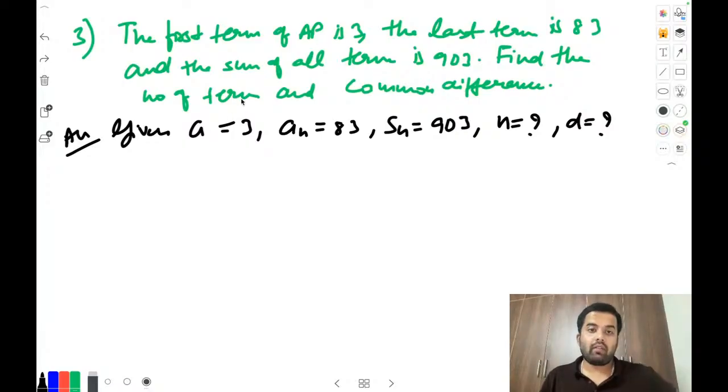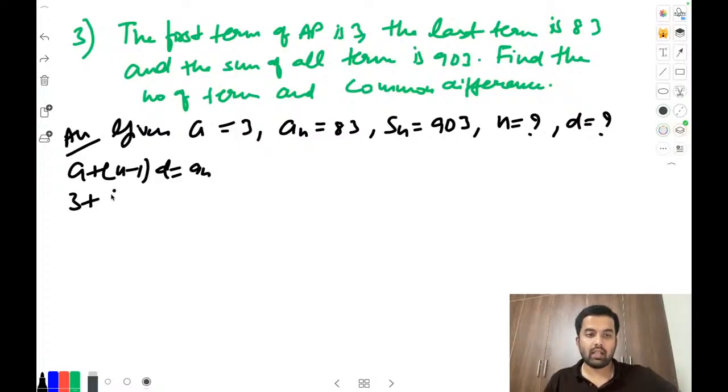I can give you the hint. We have to use both formulas here to get the answer. Both the formulas: a plus (n minus 1) into d equals an. Whatever value you have, just keep it now. 3 plus, n value we don't have. d also we don't have.